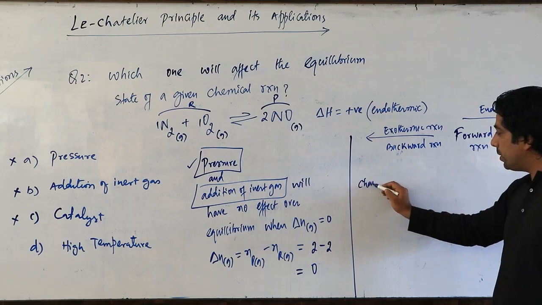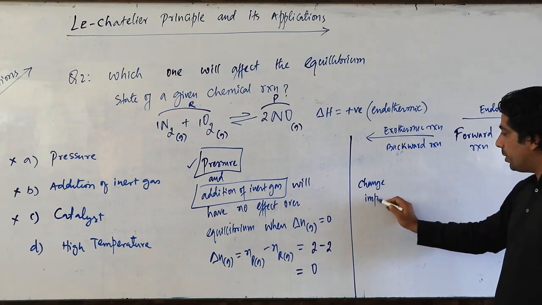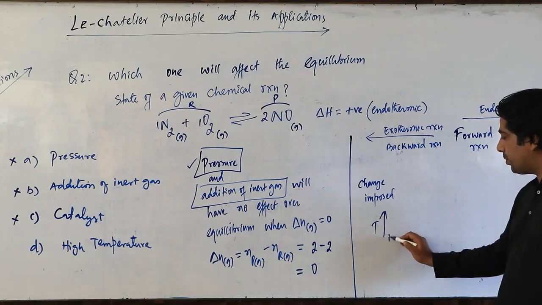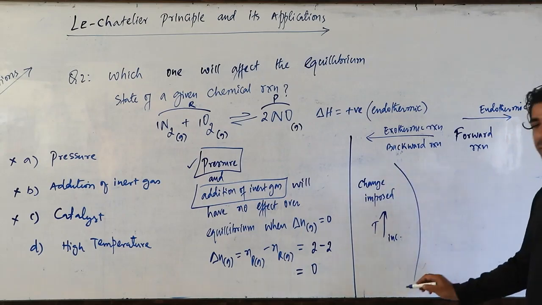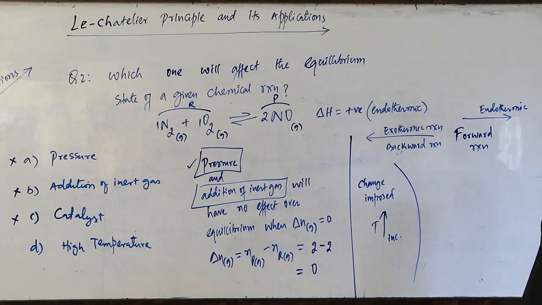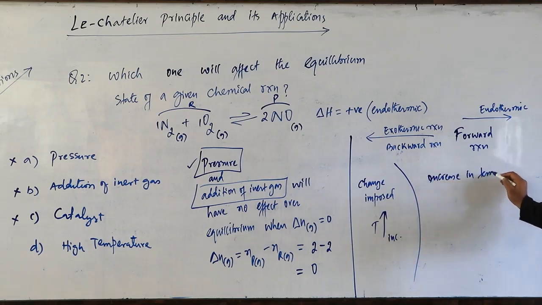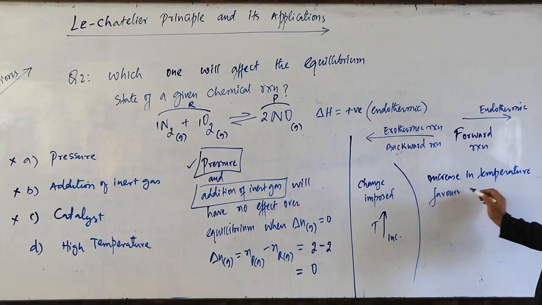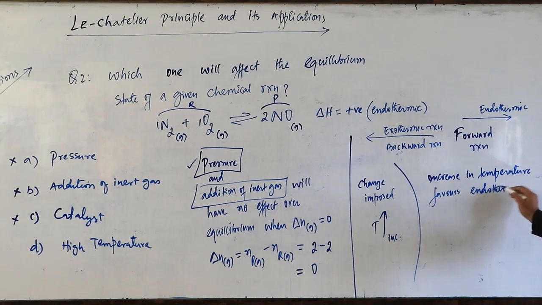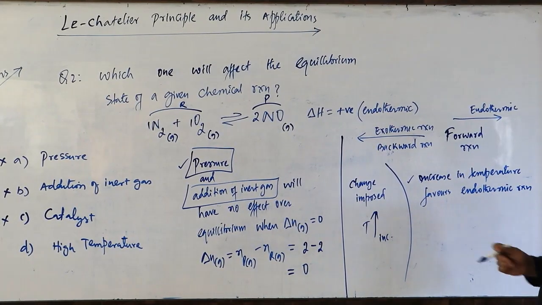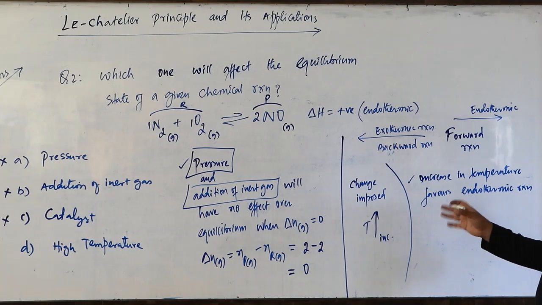Change imposed. What is the change you are imposing from outside? Change imposed. That temperature is basically high. That means you are increasing the temperature. And you know that, my dear friends, I have told you many times that increase in temperature favors endothermic reaction. So increase in temperature favors endothermic reaction. So obviously, my dear friends, what will happen here? When we increase the temperature, endothermic reaction will take place. That means equilibrium will be disturbed.